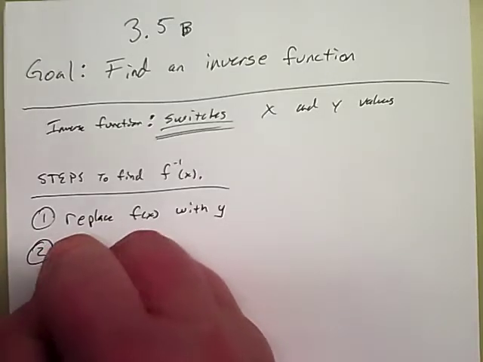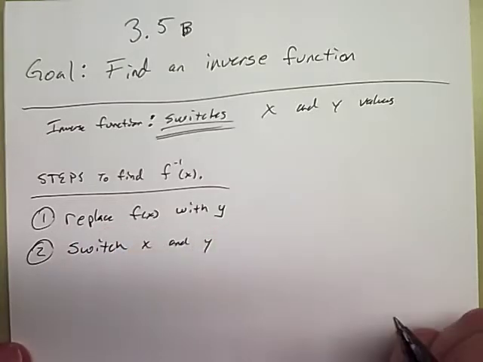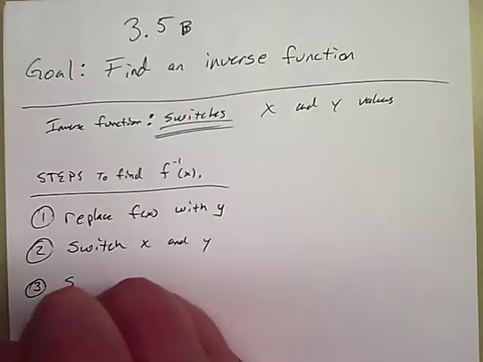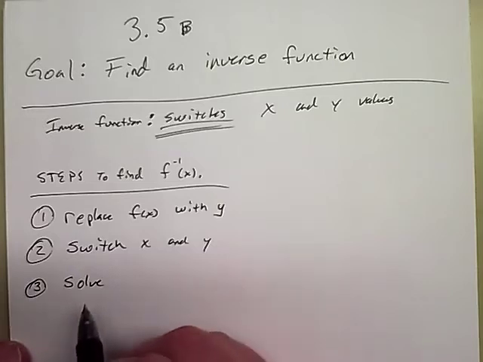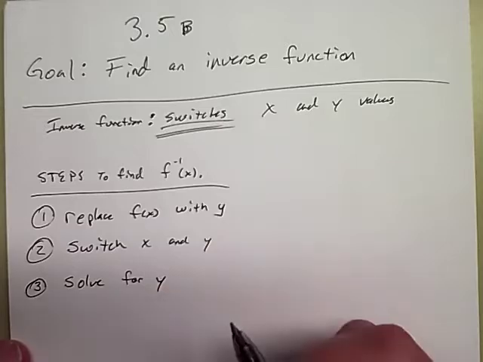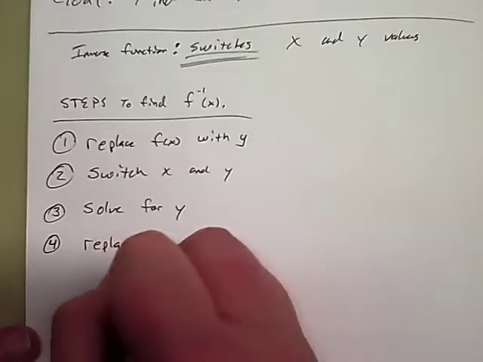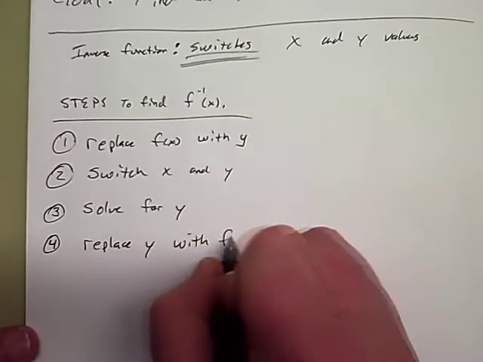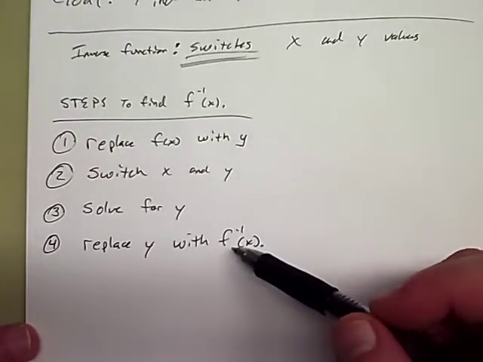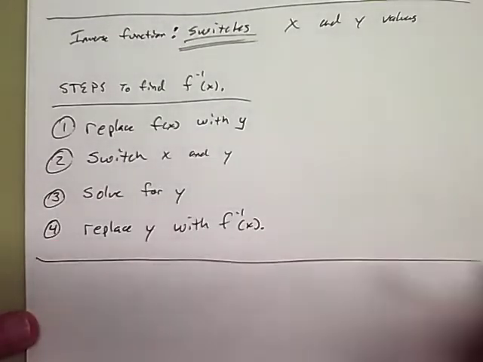Step two, switch x and y. Step three, this one's going to be the tough one sometimes, but if you just follow through, it's really not that bad. Solve for y. And finally, step four, we're going to replace y with f inverse of x. So really steps one and four are all housekeeping. It's really just how you say what you say. Let's take a look at an example here.